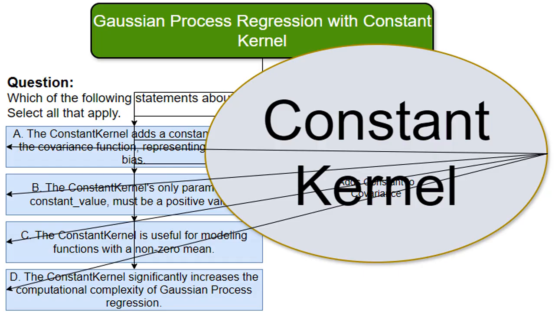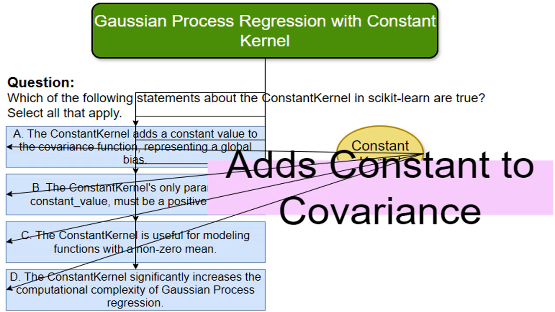I see constant kernel here. It's a component we use in Gaussian process regression. Think of it like adding a constant background hum to your model. It helps account for any consistent offset or bias in your data. This phrase explains what the constant kernel does. It takes the covariance, a measure of how much data points relate, and adds a constant value to it. This impacts the overall prediction of the model, particularly affecting the average prediction.